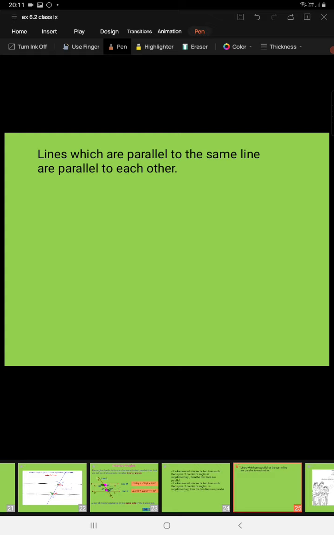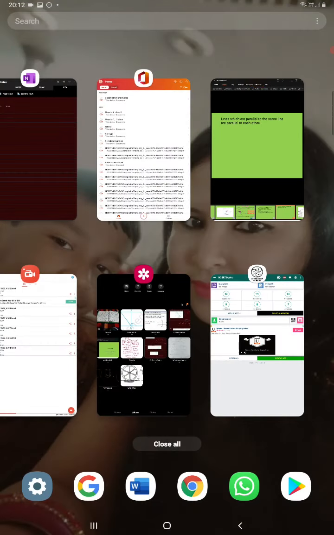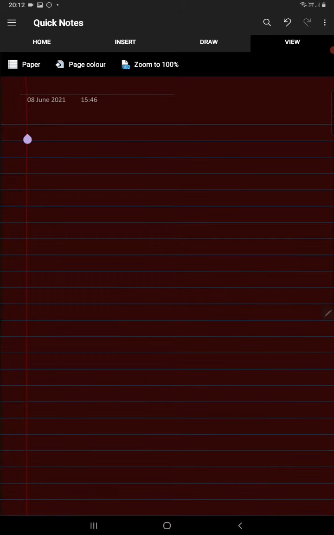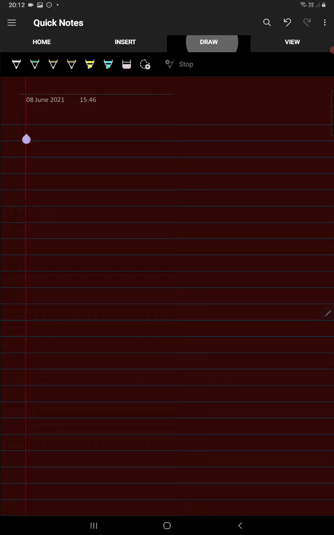Lines which are parallel to the same line are parallel to each other. Now this is again a very important theorem. We will use this theorem to prove and solve some questions. For this I am going to prove this theorem here. It is said lines parallel to the same line are parallel to each other.